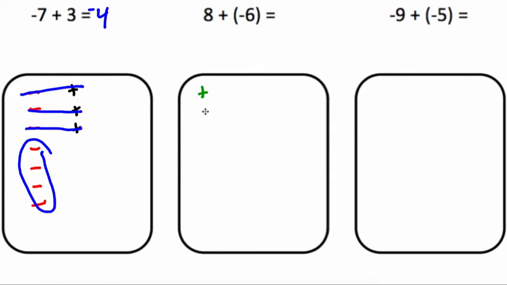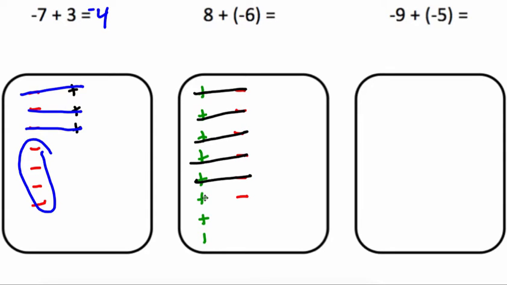So here I have 8 positives, 1, 2, 3, 4, 5, 6, 7, 8. I have 6 negatives, 1, 2, 3, 4, 5, 6. Again, I want to look for how many pairs can I make. A positive and a negative turn to a 0, so they cancel each other out. A positive and negative each kind of takes themselves out in a battle. And I'm left with 2 positives left over, so my answer is a +2.